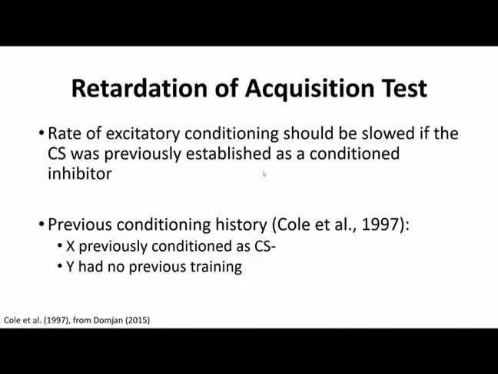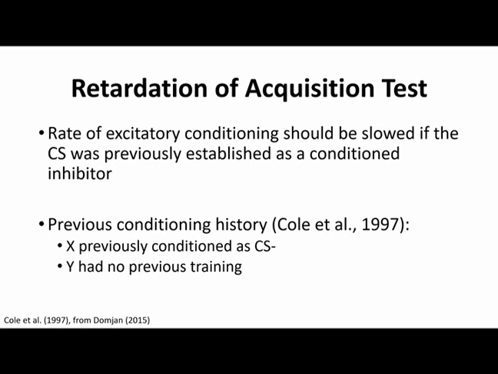Now, our next and last type of test is actually going to build off of the same setup that we just did. This type of test is called the retardation of acquisition test. Here, retardation just means a slowing or a disruption of. So we're looking at a slowing or disruption of the process of acquisition.